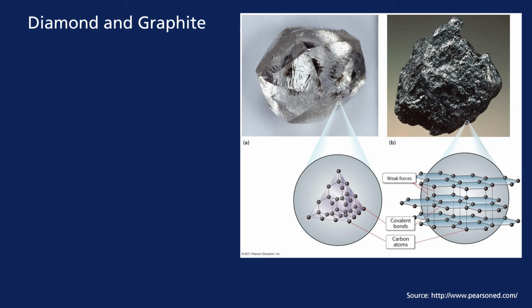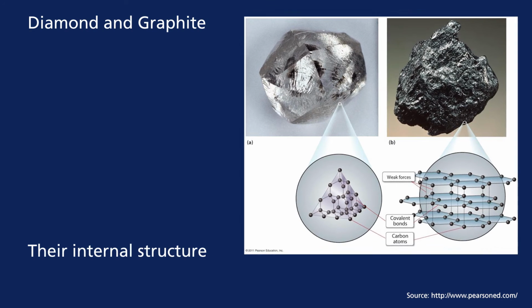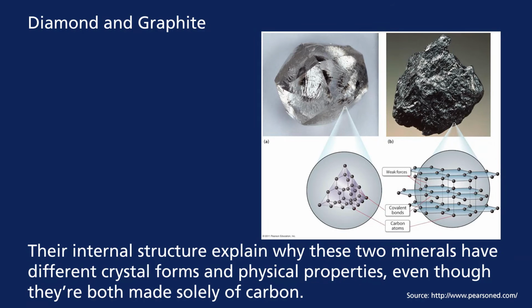Here we have 2 forms of carbon, but in different crystal forms. On the left is a diamond, which is a pyramidal structure. Both are made of covalent bonds. On the right you see graphite. Both diamonds and graphite are made purely out of carbon. They all have only covalent bonds.